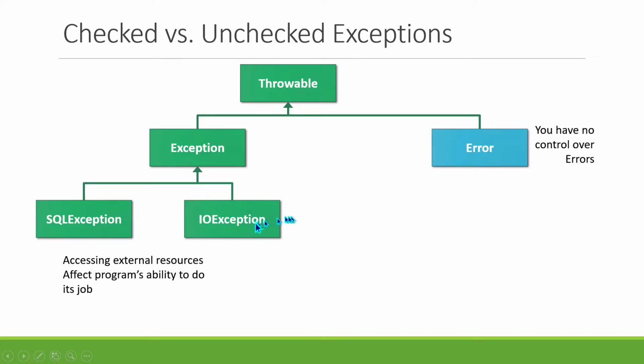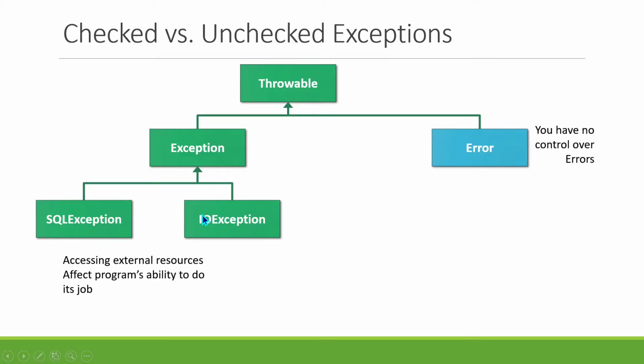So IOException is the parent of all the input and output exception classes like FileNotFoundException, EndOfFileException, and other stuff. And then SQLException: next semester in Java, you'll learn how to access SQL databases with Java code. And if you have, for example, an error in your query or some other kind of problem, you will get an SQLException. So that's one that you might be familiar with in semester 3.